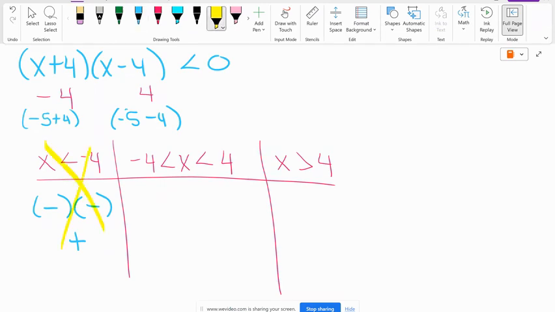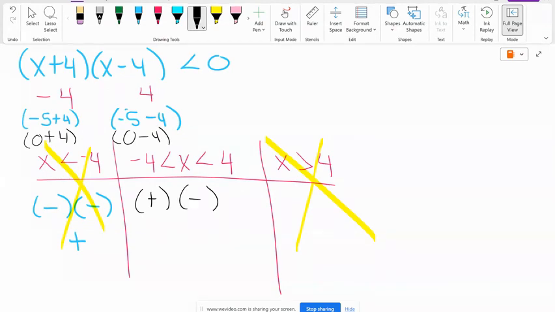If the first one's out, what else is out? The last one is also out. So now I need to test the middle. What's between negative 4 and positive 4? Zero is our perfect option. 0 plus 4 is positive. 0 minus 4 is negative. A positive times a negative is a negative.